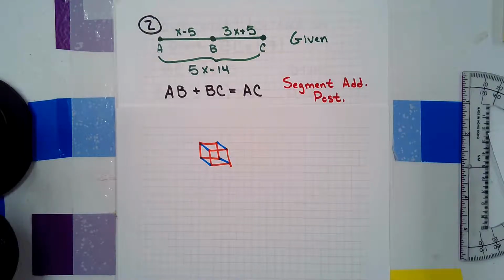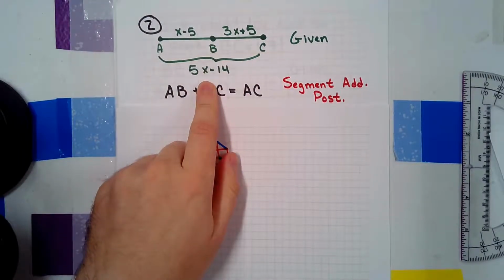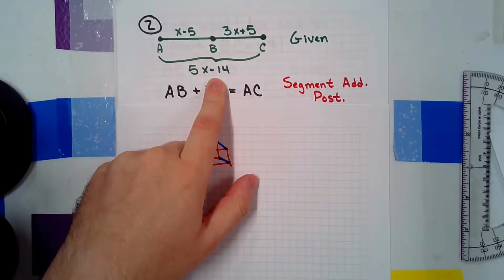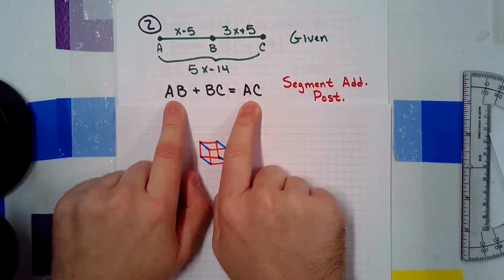Again, the segment addition postulate doesn't tell us that x minus 5 plus 3x plus 5 equals this, right? That'd be a very specific postulate. It would only be for these numbers and these letters. It says that the 2 segments that make up the big segment equal the big segment. So we need to write that first.